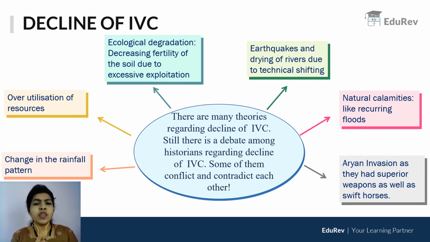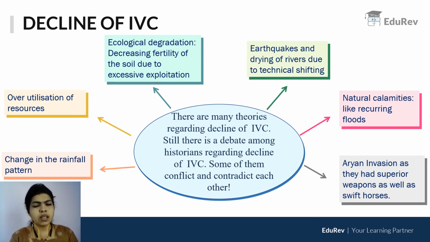The flood theory is one of the important theories that have been put forth by many of the archaeologists. And the other one is overutilization of resources. Because of the insecurity, there has always been exploitation of resources. That was also cited as one of the reasons. Ecological degradation, something that I've just now explained to you. Droughts might have happened, decreasing fertility of the soil might have happened. Because of excessive exploitation also this might have occurred. So ecological degradation and hydrological degradation both might have gone hand in hand with one another.